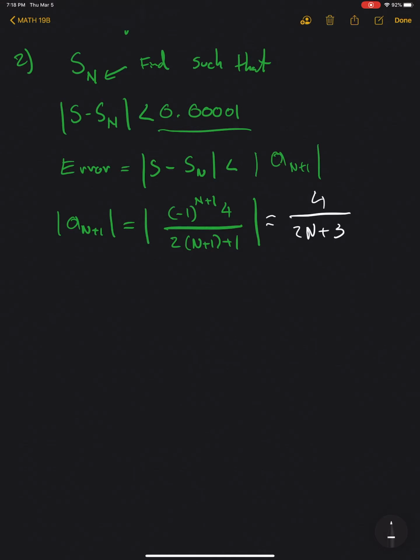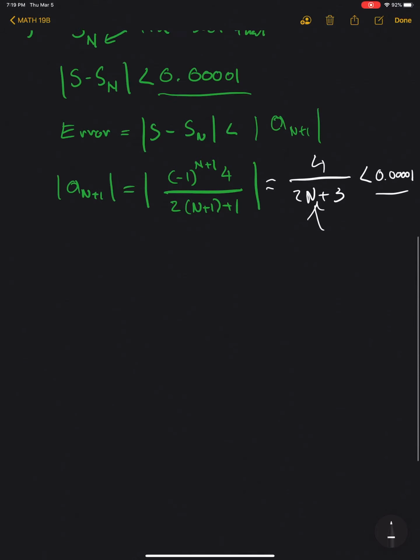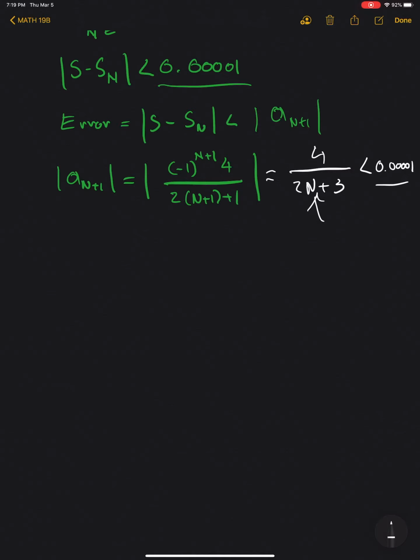And what we want is to find n such that this is smaller than 0.00001. We want to find a large n for which this error is going to be smaller than the threshold we have. That means that we're looking for solving this inequality.